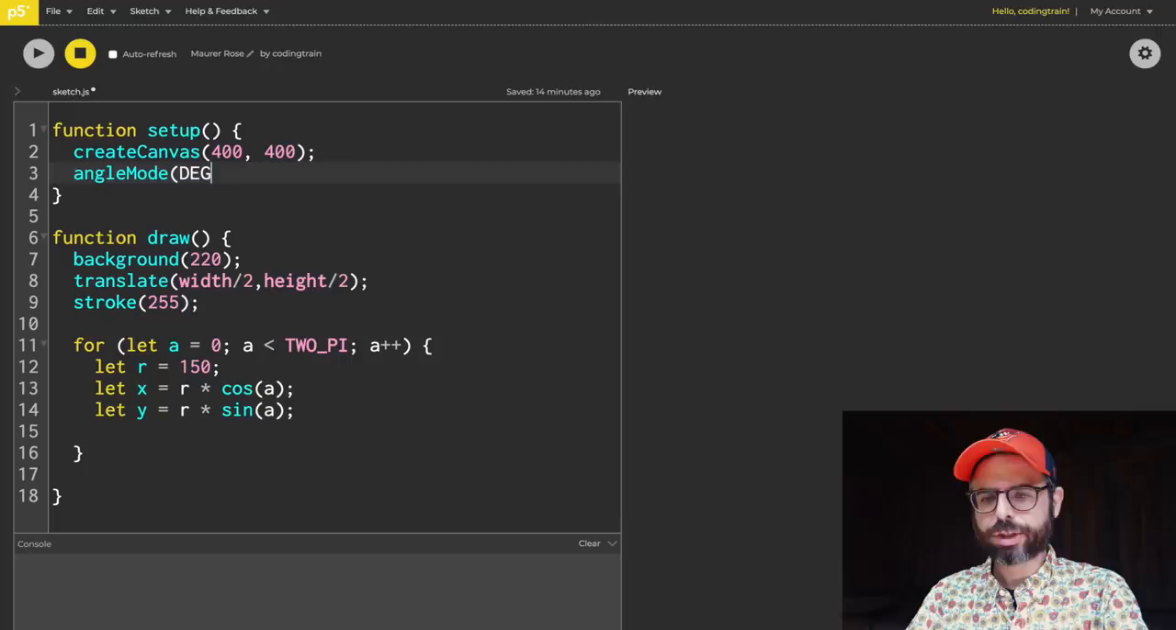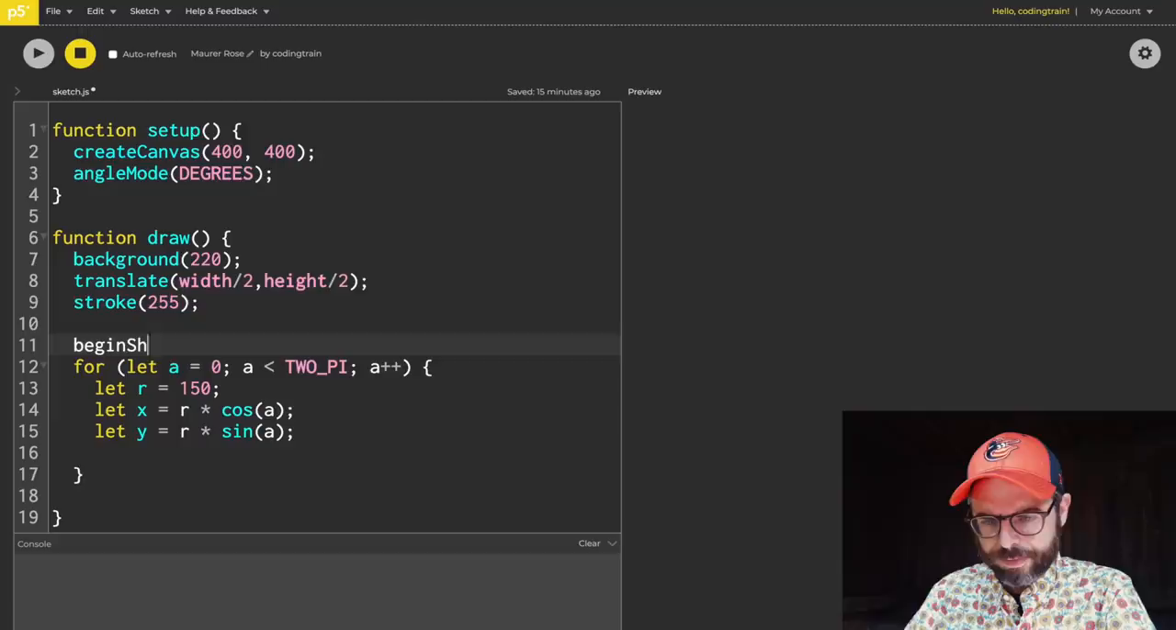Most computer graphics systems treat angles by default in the measurement of radians, and a lot of my videos do that, but P5 allows you to say degrees, and since the Wikipedia page has different patterns with the angle in degrees, this might be more helpful to us.